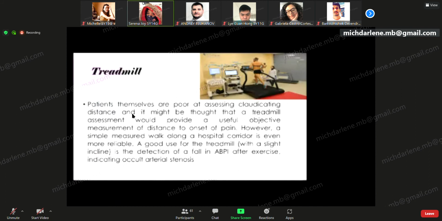Corridor is even more reliable. A good use for the treadmill is the detection of a fall in ankle brachial index after exercise, indicating occult arterial stenosis.